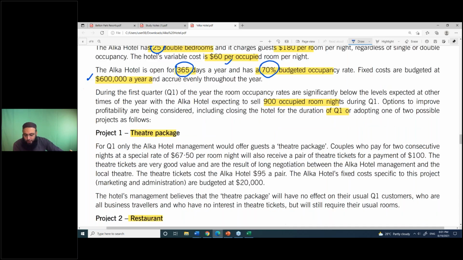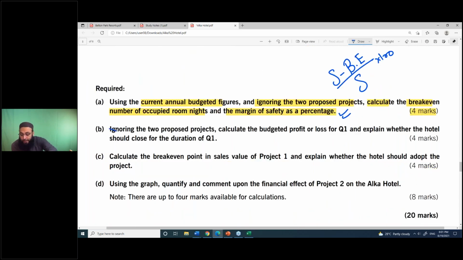The second question is about ignoring. Again, you have to ignore the two proposed projects, and calculate budgeted profit or loss for quarter one. Okay. And explain whether the hotel should close for the duration of quarter one or not. So you have to calculate budgeted profit or loss for quarter one, first of all, and you have to explain as well whether the hotel should close for the duration of quarter one or not. So you have to explain that as well.